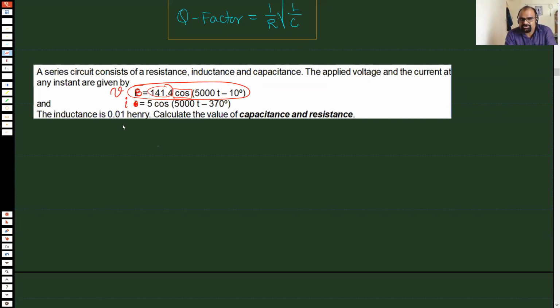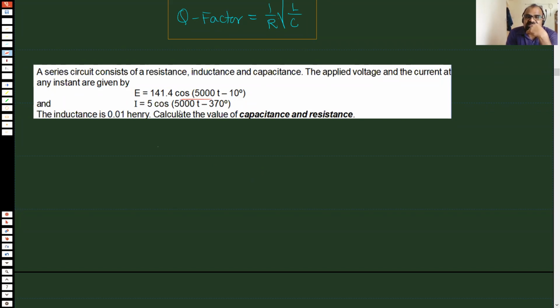Here in these books they have used capital letter, which is a big crime. You can't use capital letter for instantaneous values. Capital letter has to be used for RMS values. So sometimes the books commit a big crime. But we will not do this crime. We will not use capital letter for instantaneous values, never, ever. So this is instantaneous voltage of the applied source.